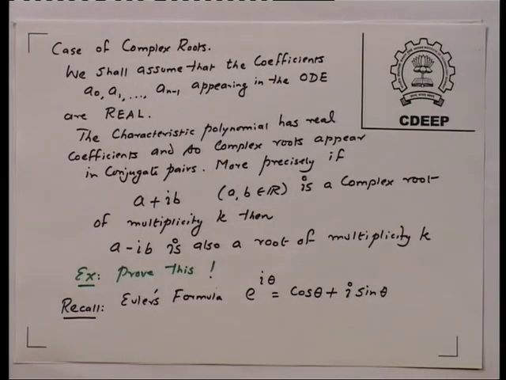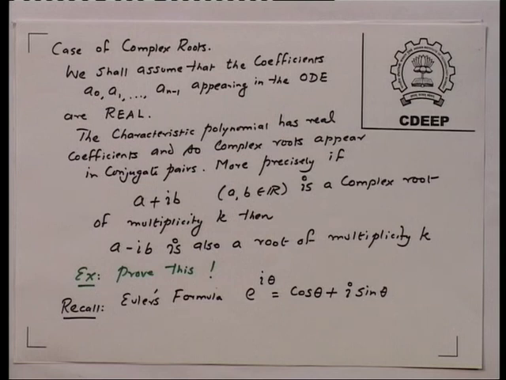So, let us look at the case of complex roots. We are going to assume here that the coefficients a0, a1, up to an-1 appearing in the ODE are real. In that case, the characteristic polynomial has real coefficients, it is a polynomial over the real numbers. So complex roots, whenever they appear, will appear in conjugate pairs, correct? More precisely, if a plus ib is a complex root of multiplicity k, then a minus ib is also a root of multiplicity k, correct? You have to prove this as an exercise.